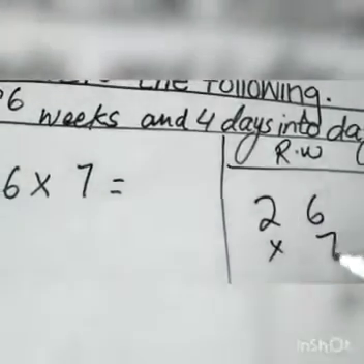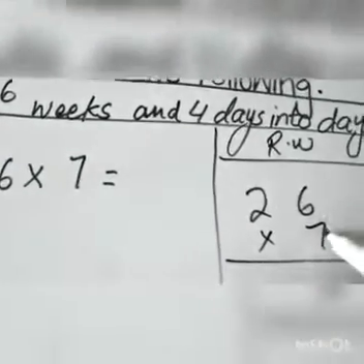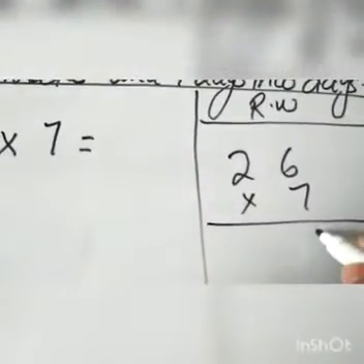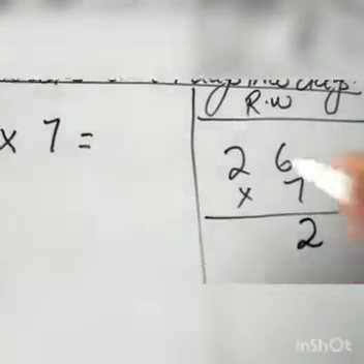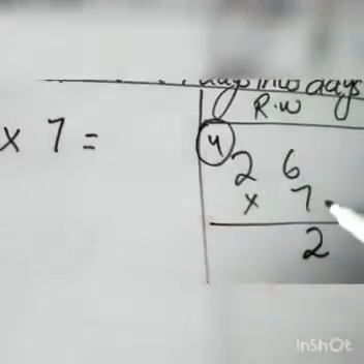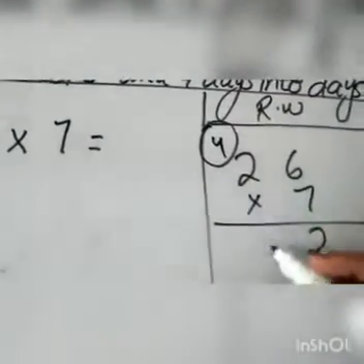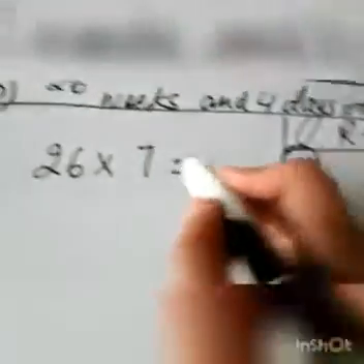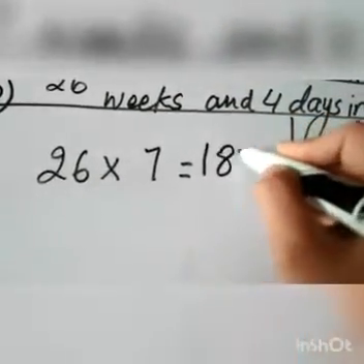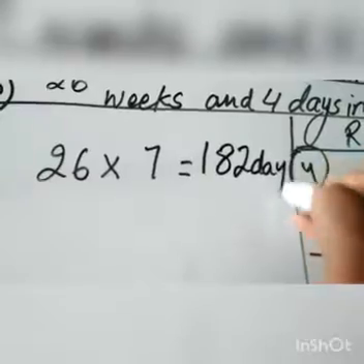26 multiply 7. Okay, 7 6 times is equal to 42. You have to write 2 under the ones column and 4 carry over the tens column. 7 2 times is equal to 14. 14 plus 4 is equal to 18. So the answer is 182 days.